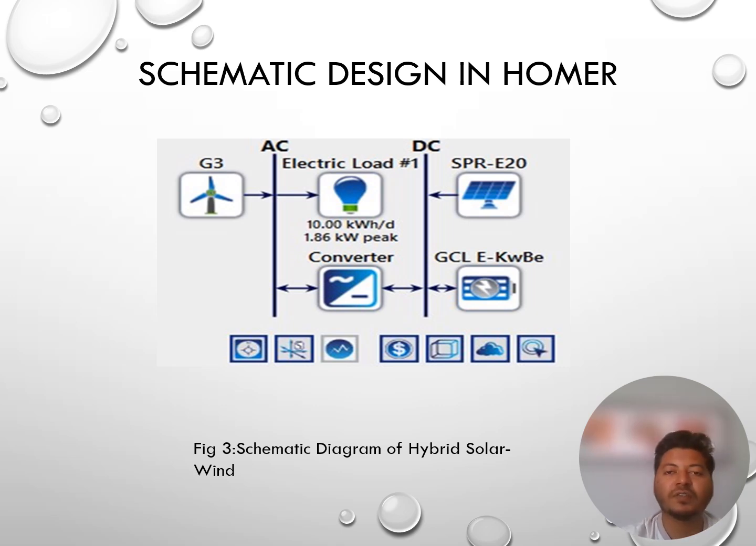Here you can see the schematic design in Homer software. We have connected the wind power plant with a capacity of 3 kilowatt to the AC busbar, converting into DC, and the PV solar panel is connected with the DC busbar and converting into AC. So the whole project is based on a residential area where the peak energy would be 1.86 kilowatt, and it will provide 10,000 kilowatt hour per day. We have implemented a battery in the system.